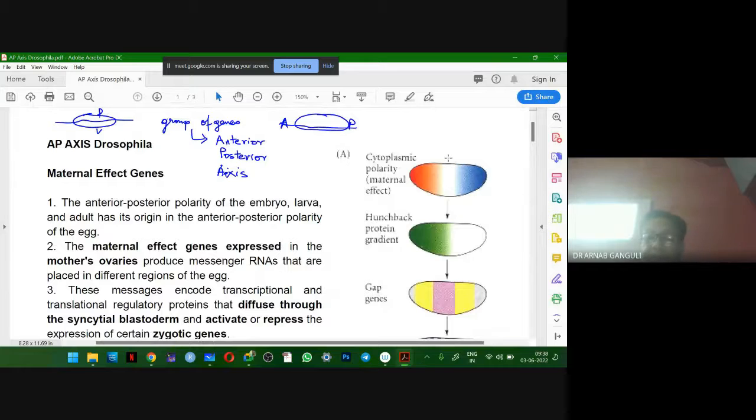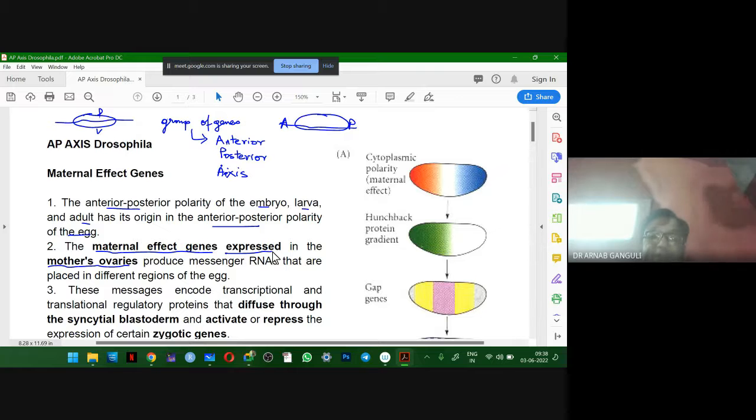So as I said, this anterior-posterior polarity of the embryo, larva, and adult, it lies in the polarity of the egg. So which will be the mouth region and which will be the anus region, that is determined just when the Drosophila is in the stage of the egg. So in the mother's ovary, a group of genes are expressed and they are known as the maternal effect genes.